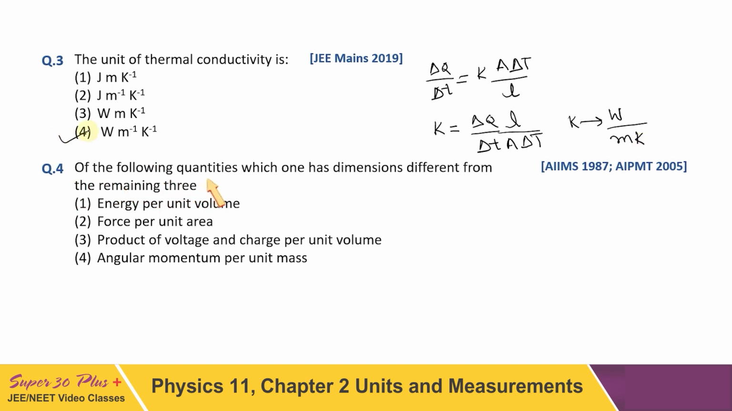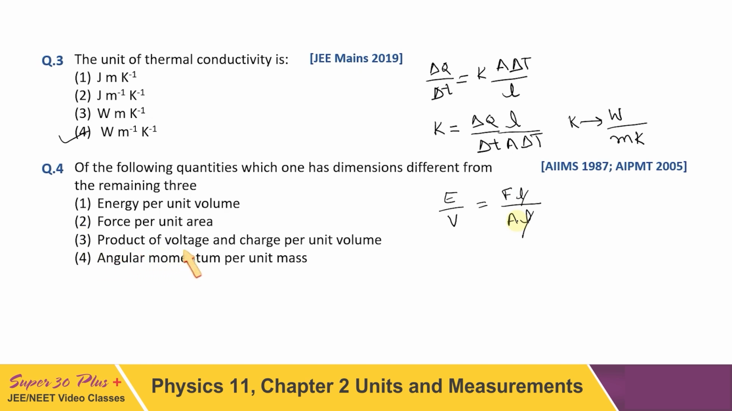Of the following quantities, which one has dimensions different from the remaining 3? First is energy per unit volume. This is energy upon volume. Okay, let us see the next one, that is force per unit area. Now if you write energy as force multiplied with distance and volume as area multiplied with distance, we would get force per unit area. That is the second option. So 1 and 2 are the same. Unit wise they are the same.